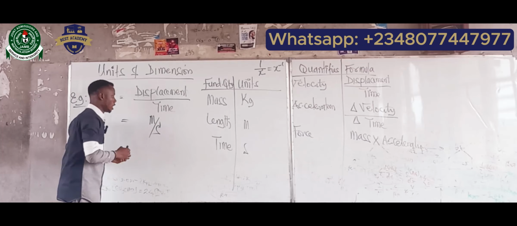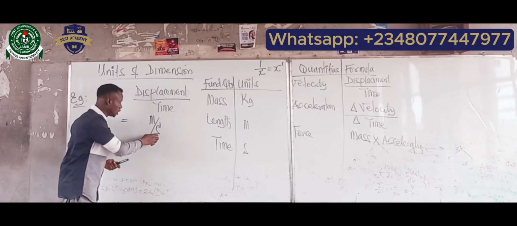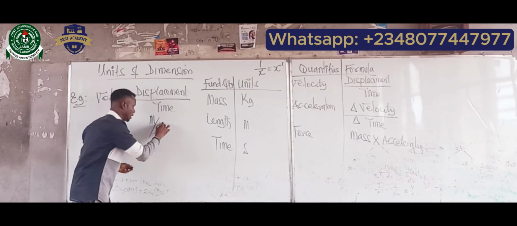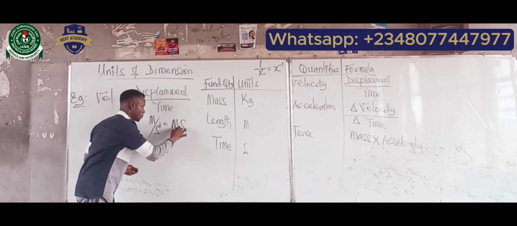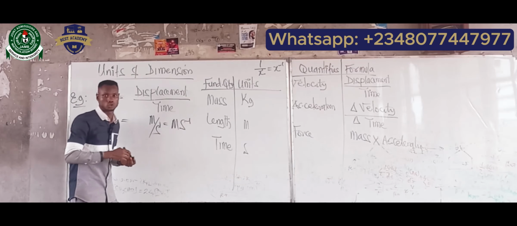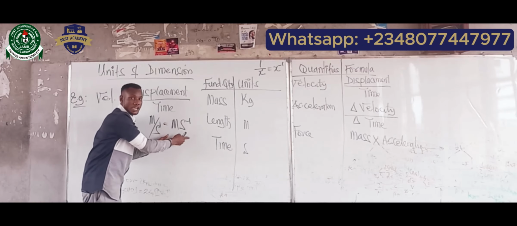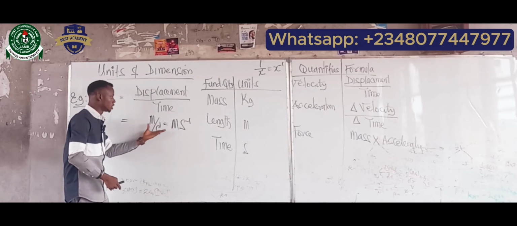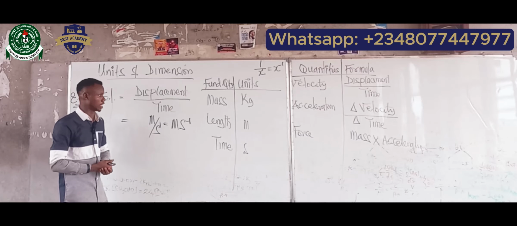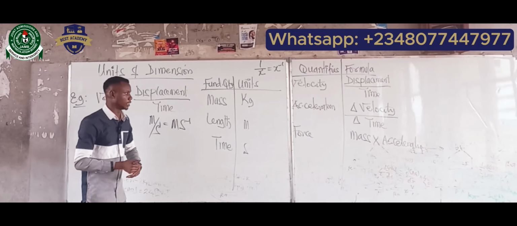Please take note. I want to take this s from denominator to numerator. What will the answer here be? Meter per what? Seconds, raised to what? Minus 1. So this is in terms of fraction here. This is in terms of what? Linear form. So you can use either this or this, it is the same thing. Let's take note.